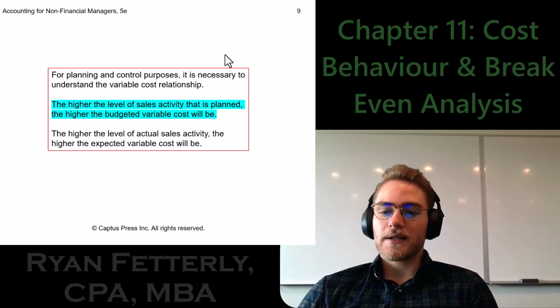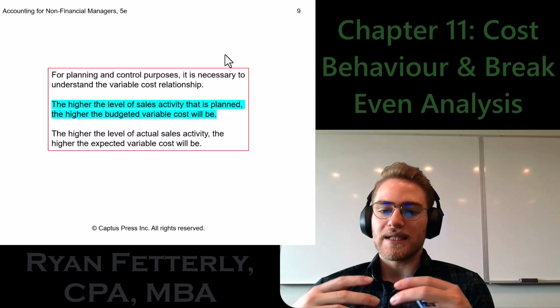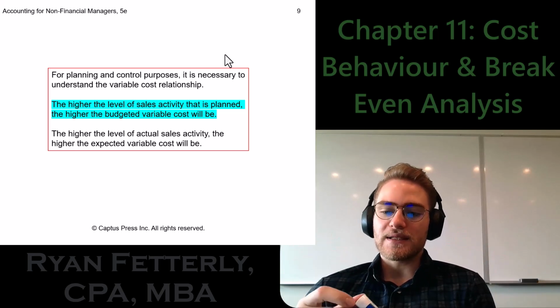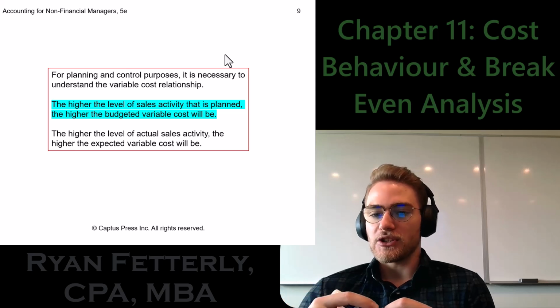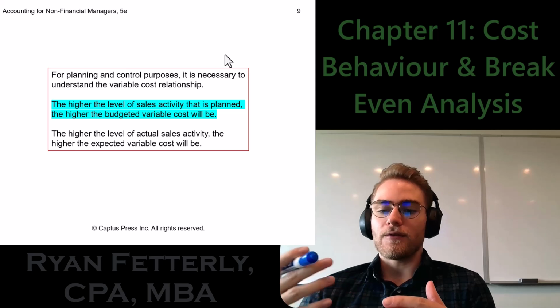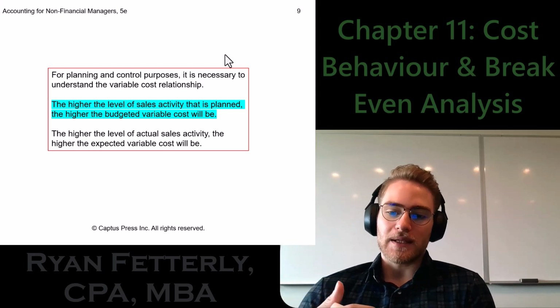So for planning and control purposes, it's necessary to understand the variable cost relationship. The higher the level of sales activity that's planned, the higher the budgeted variable cost will be, right? And the higher the level of actual sales activity, the higher the expected variable cost will be as well.